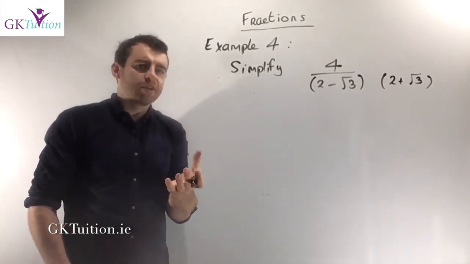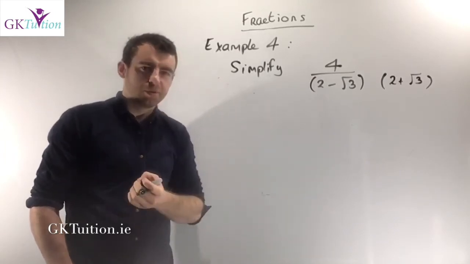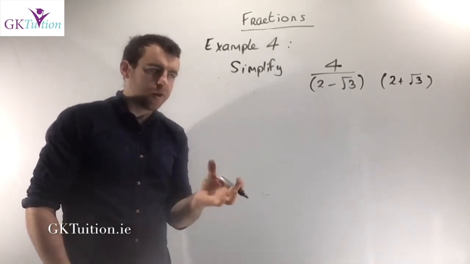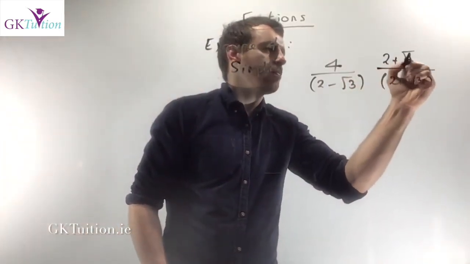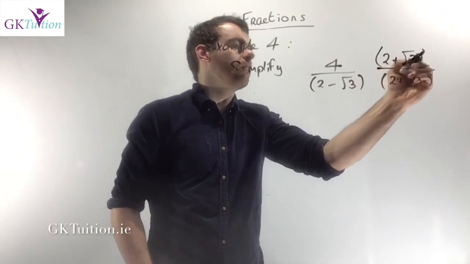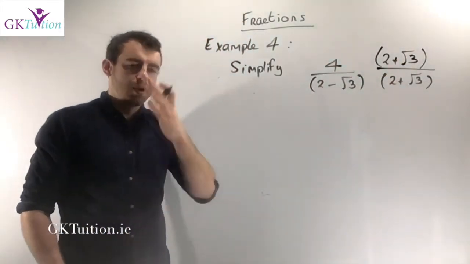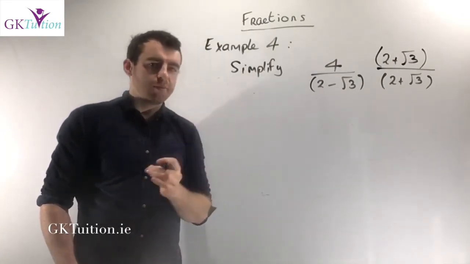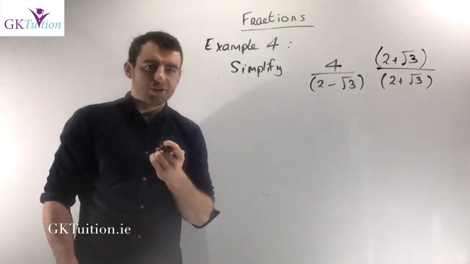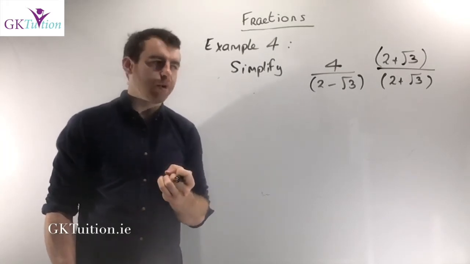But I can't just randomly multiply the bottom of a fraction by 2 plus root 3. If I'm multiplying the bottom by that, I must also multiply the top by that. Because look at what I'm doing now. I'm multiplying by 2 plus root 3 over 2 plus root 3. That's like multiplying by 5 over 5 or 10 over 10. If the same thing is on the top and the bottom of the fraction, what I'm actually doing is multiplying by 1, which means I'm not changing the value of the expression.